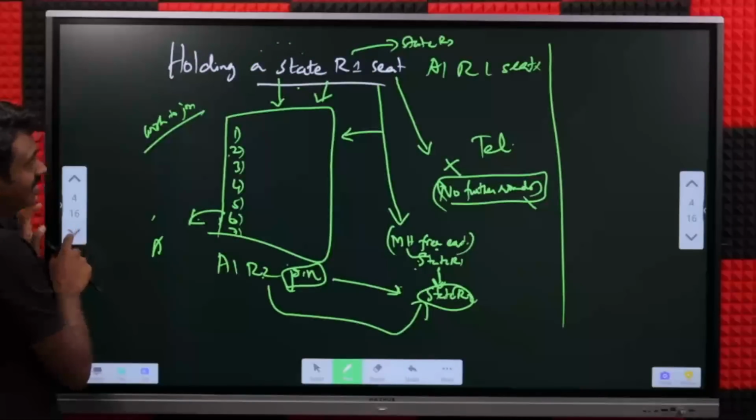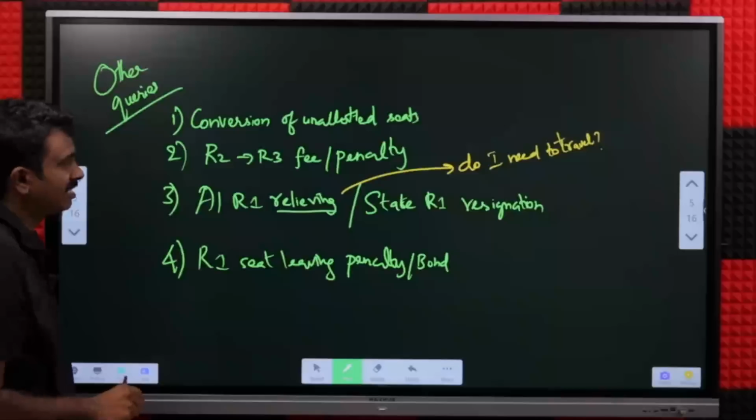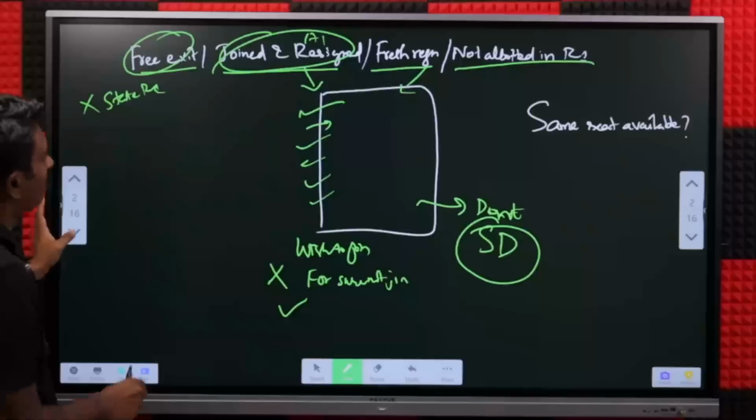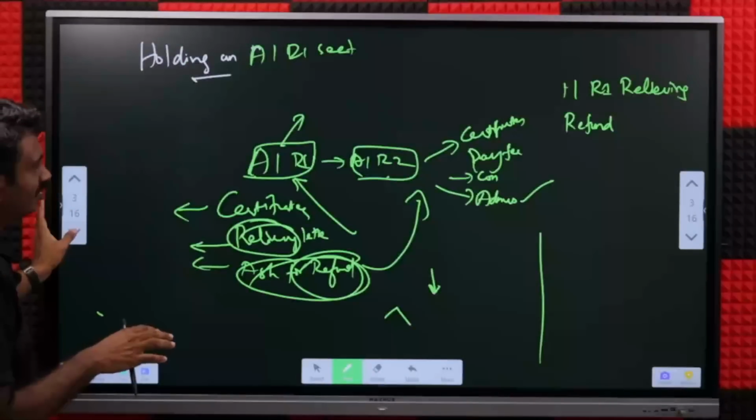So hope this is clear. If you're holding a state round 1 seat, just fill in better choices in All India round 2 that you wish to join. It is a very simple thing. And these are the 3 scenarios that we have been looking at. These are the 3 buckets. The 4th one was not upgraded candidates. So this is what you need to do.